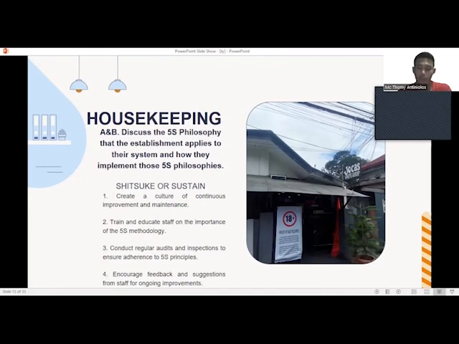They manage to apply the 5S philosophy, including the last one, Shitsuke or sustain. We observe that they create a culture of continuous improvement and maintenance, train and educate staff on the importance of the 5S methodology, conduct regular audits and inspections to ensure adherence to 5S principles, and encourage feedback and suggestions from staff for ongoing improvements.